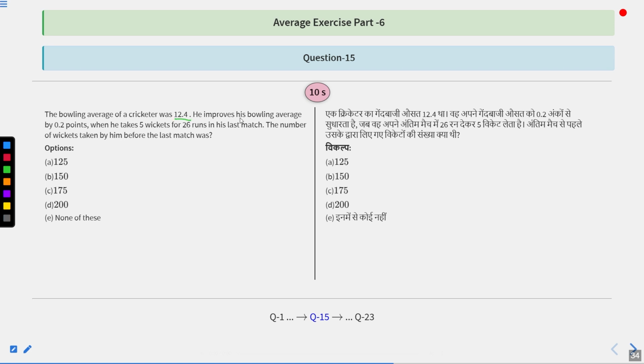The bowling average of a cricketer was 12.4. He improved his bowling average by 0.2 points when he took 5 wickets for 26 runs in his last match. The number of wickets taken by him before the last match was? You have 5 options and 10 seconds to analyze the question. Your time starts now.